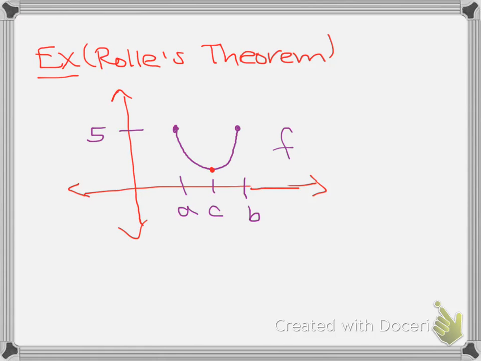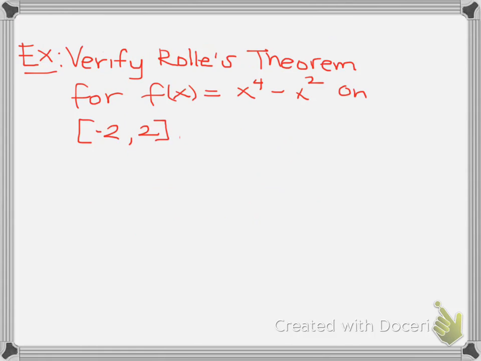So those three conditions hold. By Rolle's theorem, there must exist a c between a and b such that f'(c) equals 0. I labeled that c right there, and you notice c is also a critical point, because it's a local min. So there's our f'(c) equals 0. That's all Rolle's theorem is saying.